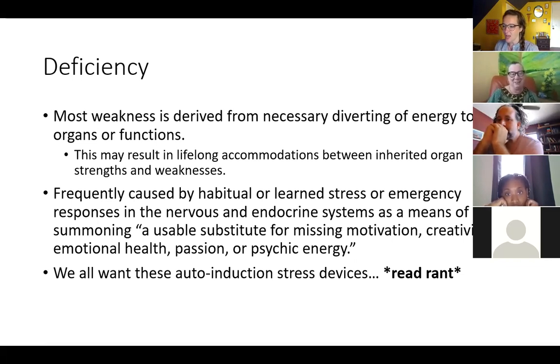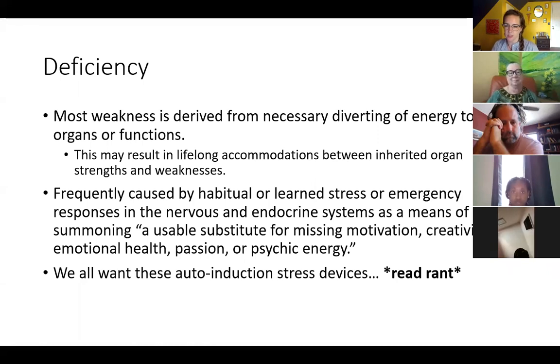So we all want these auto induction stress devices. Now I'm just going to read a couple paragraphs, and you can just sit back and listen and tell me how this lands. I'm only passionate about this because I have lived it, this lived deficiency of diverting energy from one part of your body into another, causing deficiencies within myself. For me, it was related to a freezing trauma response, like that fight or flight. I'm a freezer, and I've been identifying these patterns within myself. So anyway, I'm going to rant now.